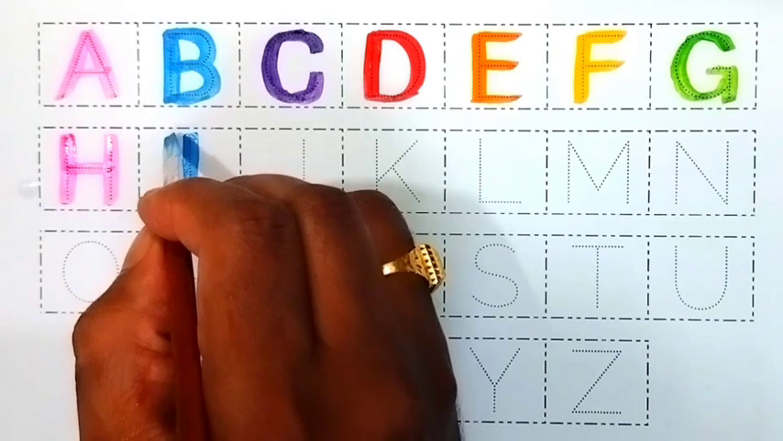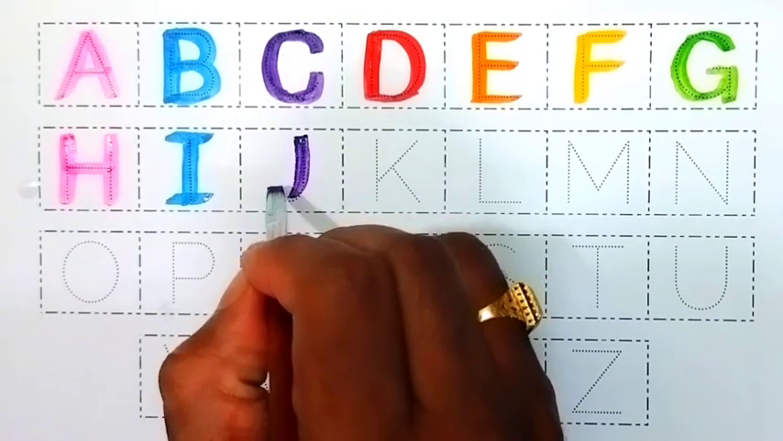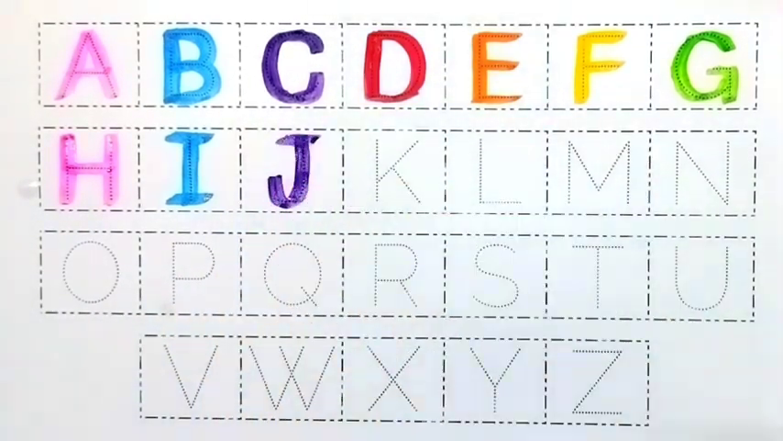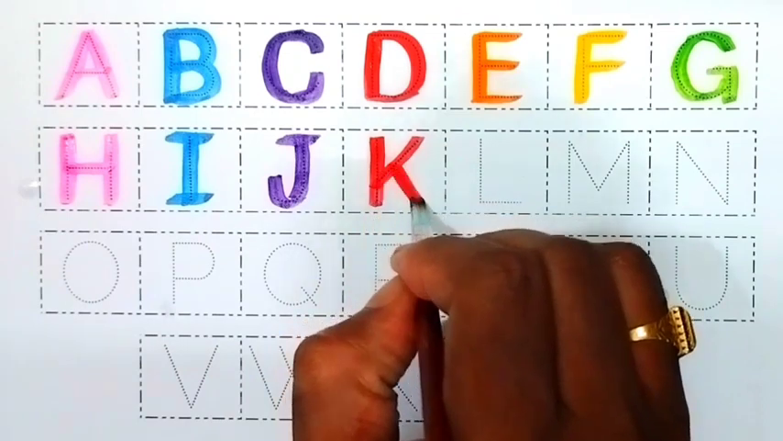I for insect. A, B, C, D. J for jelly. L, M, N, O, P, Q, R, S, T, U. K for kite.